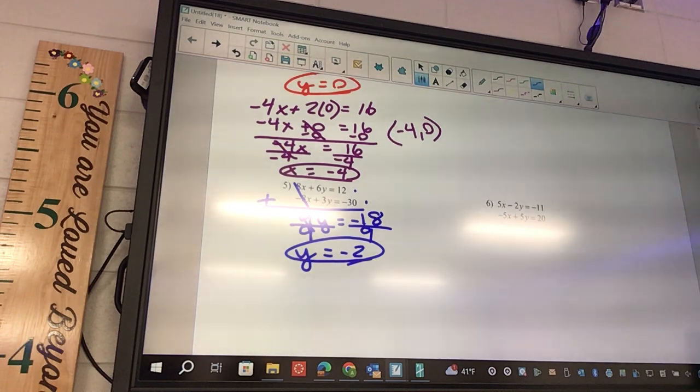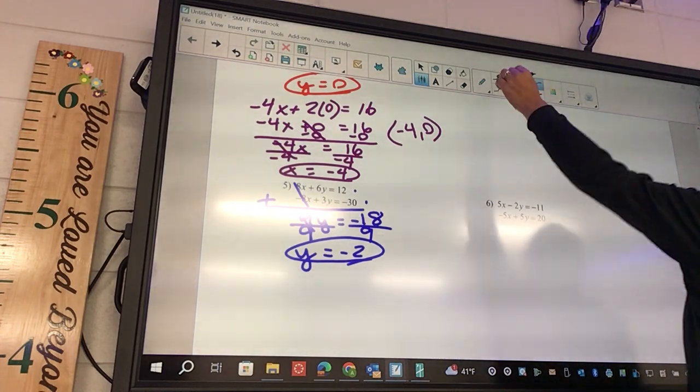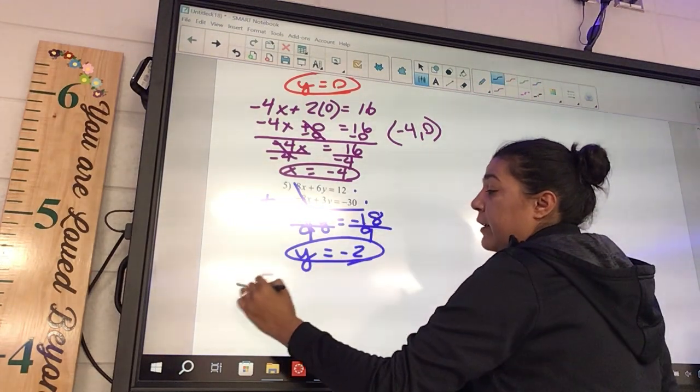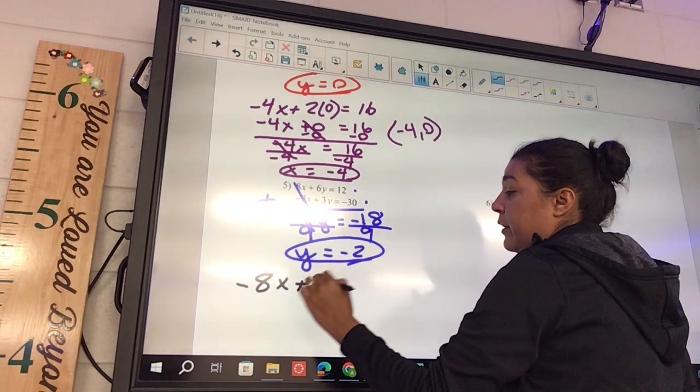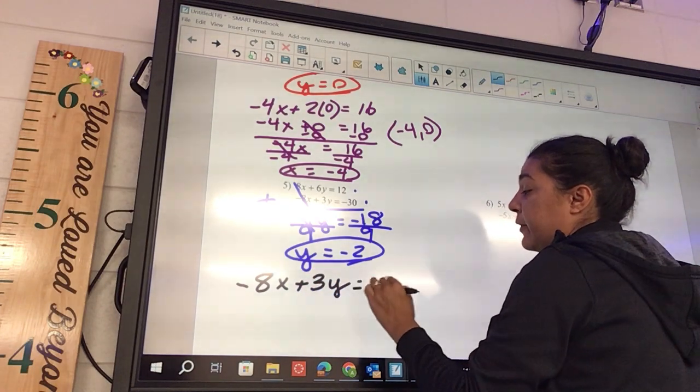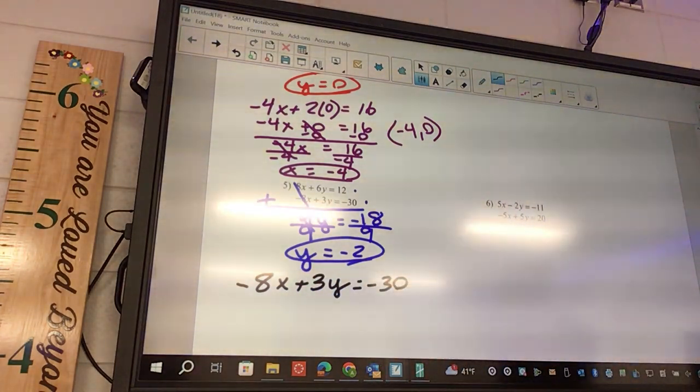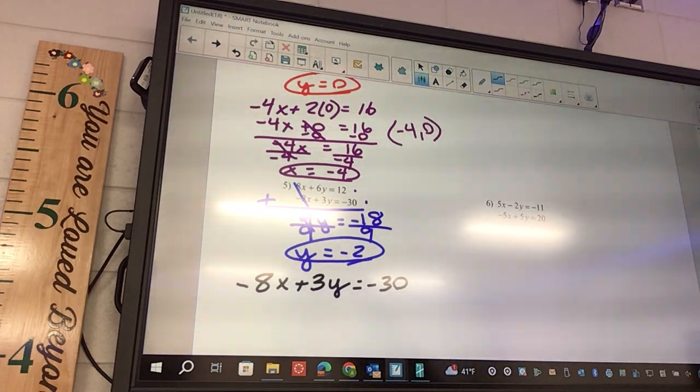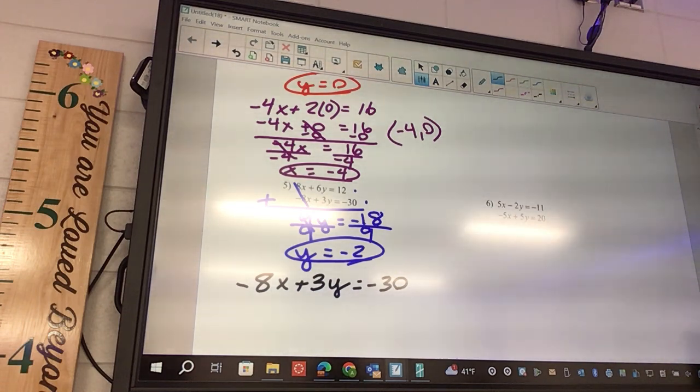Okay, again, pick an equation. Do you want to use equation 1 or equation 2? Number 2. Okay, so write equation 2 down. Negative 8x plus 3y equals negative 30. Okay, well, we know one variable. What was it? X or y? Y. It was y.